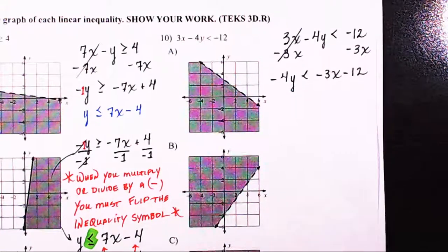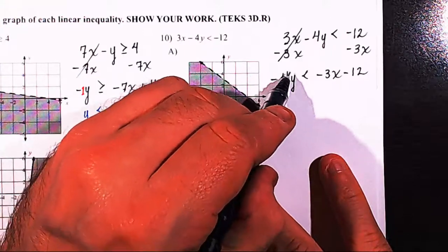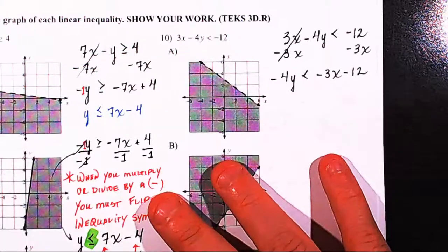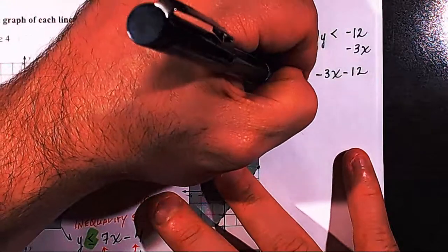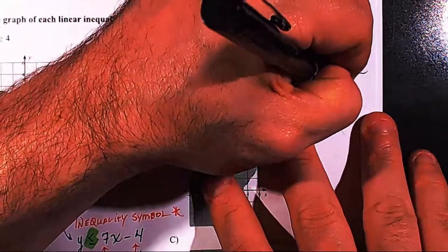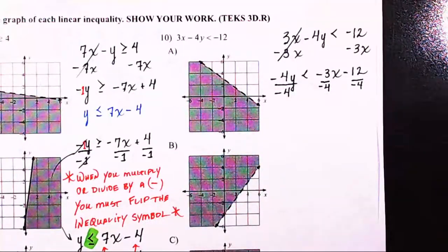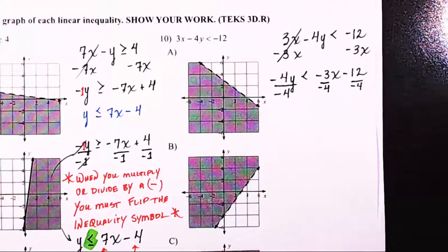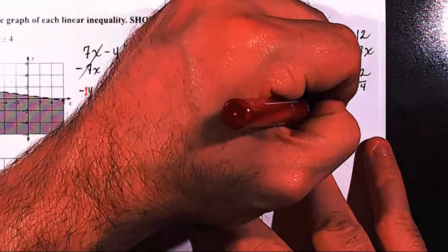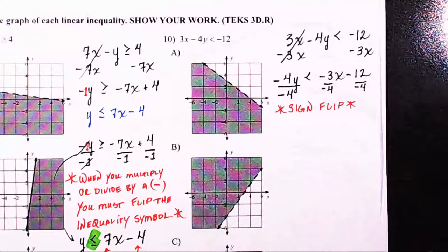Okay, so now I have to divide everything by this thing, negative 4, that's sitting partnered with the y. It's multiplied by y. So I'm going to divide each term by negative 4. If I'm careful, I can save myself a little time. Okay, alert, alert, sign flip, because we divided by a negative number.